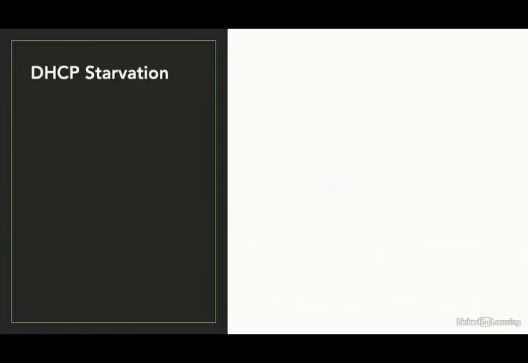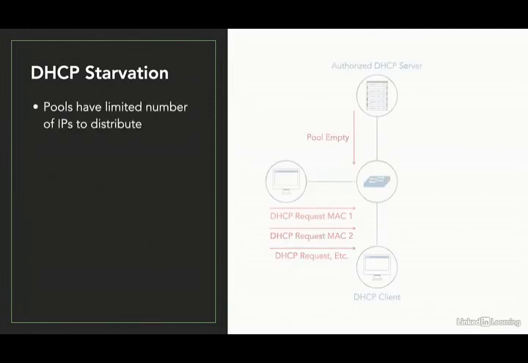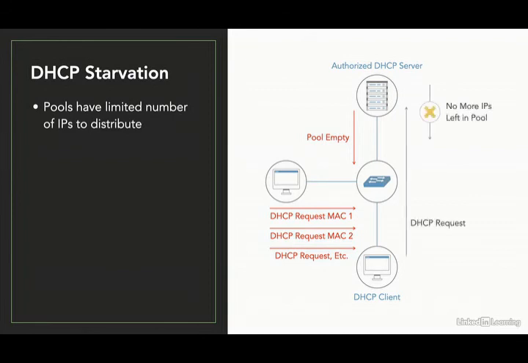DHCP starvation attacks are also possible. DHCP pools have a finite amount of addresses available. If a single client connects, requests, accepts an IP, then changes MAC addresses and repeats, it will eventually exhaust all available addresses. Any new clients that attempt to connect will be denied an IP and thus fail to join the network. To mitigate this, the concept of port security is employed.